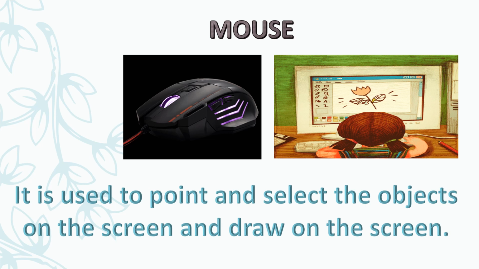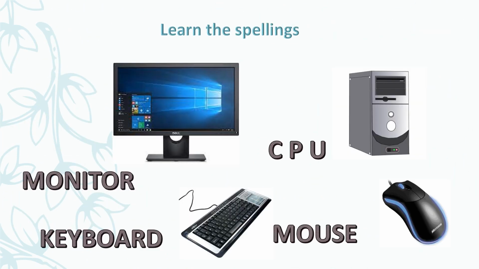So let's learn the spelling. MOUSE, mouse. So now you say after me: MOUSE, mouse. Very good. Now learn the spellings of parts of computer: monitor, CPU, keyboard, and mouse.